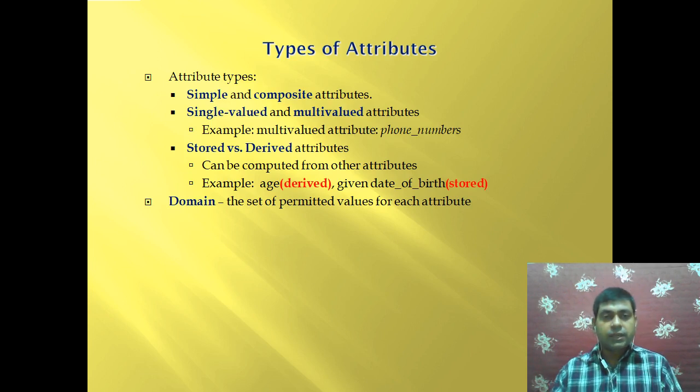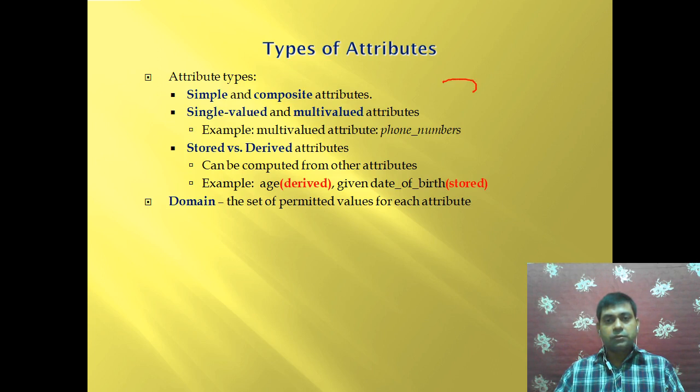Now coming to the next concept, that is attribute. What are the different types of attributes in the ER model? First, simple attribute. Simple or composite attributes are denoted by simply this ellipse. The single-valued and multi-valued attributes are also very important. Someone might have more than one phone number, so that phone number attribute is a multi-valued attribute, right?